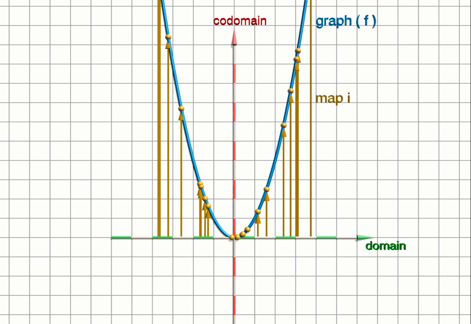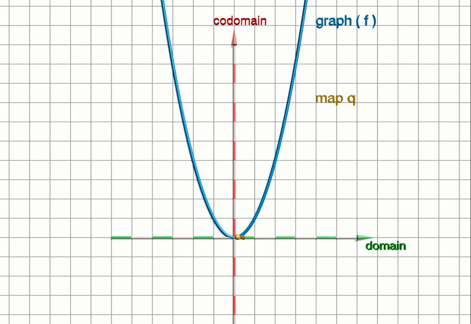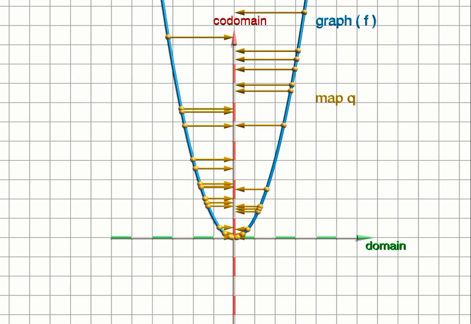Let's see now the map Q, which goes from the graph to the codomain, for which the composition I composed with Q is exactly f. So it is a factorization of f. It's simply the projection of the points in the graph onto the codomain, the vertical axis.